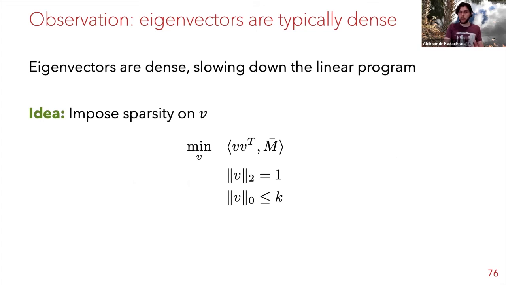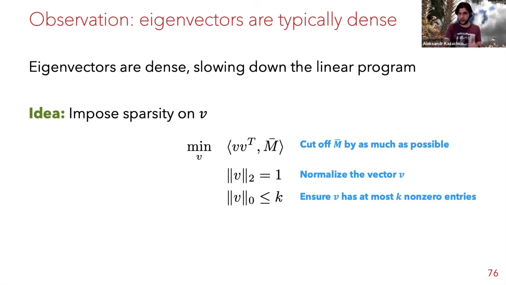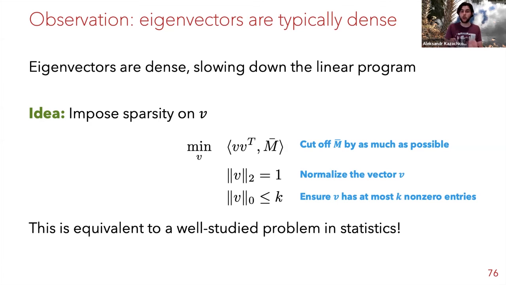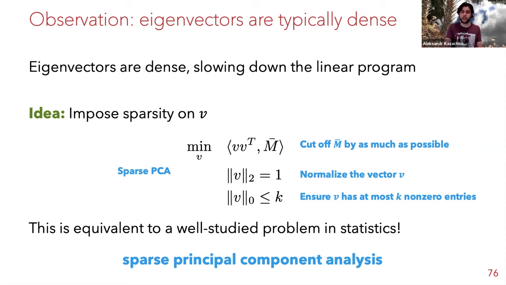The first step for our approach is the observation that you can impose sparsity on your cuts. You separate these cuts with an optimization problem in which you'd like to cut off your candidate solution M bar by as much as possible, subject to vector V being normalized and having at most k non-zero entries. Looking at this, you can do a small transformation and observe that it's equivalent to a well-studied problem in statistics called sparse PCA, sparse principal component analysis.